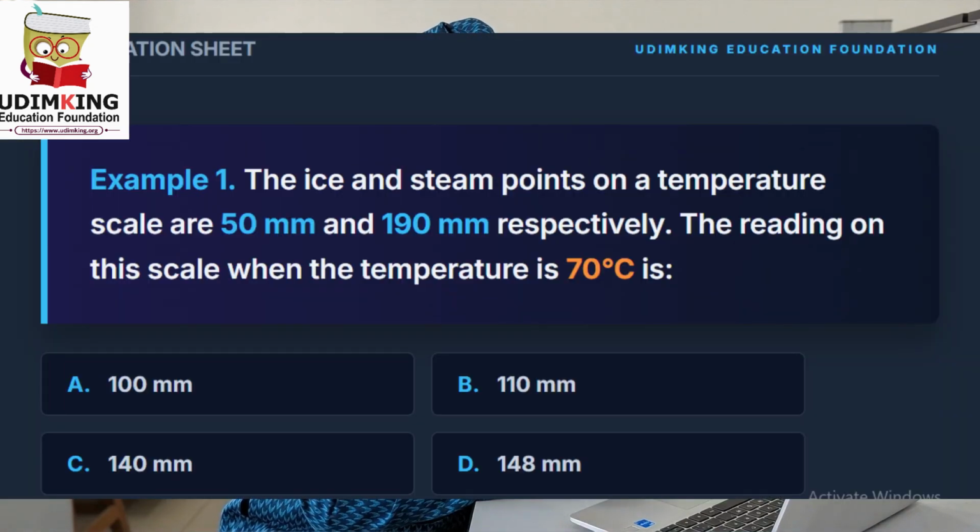On the screen is our first example. Let's extract and crack open question number 1. The problem states that the ice and steam points on a custom temperature scale are 50 millimeters and 190 millimeters respectively. Our target is to determine what this exact scale reads when the temperature hits 70 degrees Celsius.